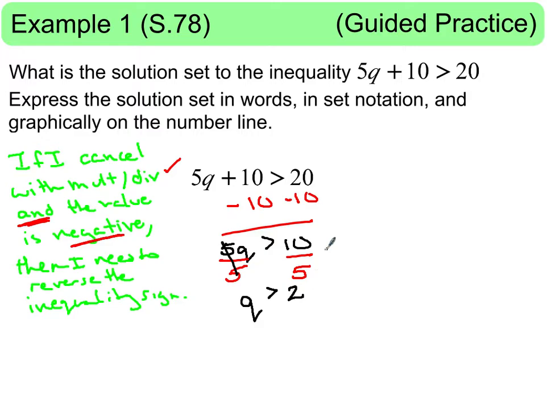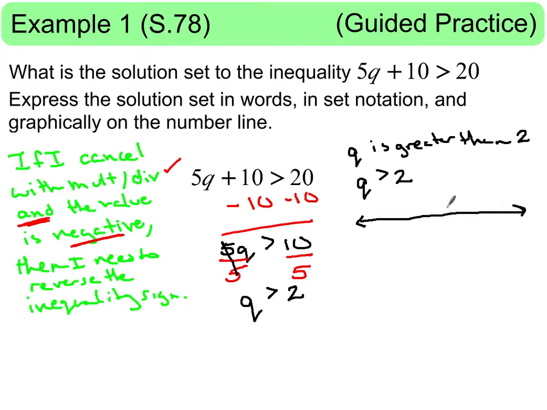So in words, we might want to say q is greater than 2. In set notation, we would just leave it as q is greater than 2. And if we want to represent this on a number line, we'll draw a line. And since we're talking about 2, we'll place 2 right here in the middle. We'll provide a few extra numbers on the left and the right just to help indicate direction of what's happening. So this is a 1 and this is a 0.